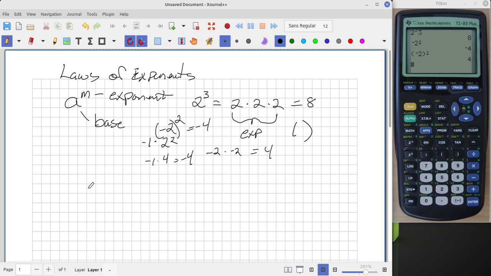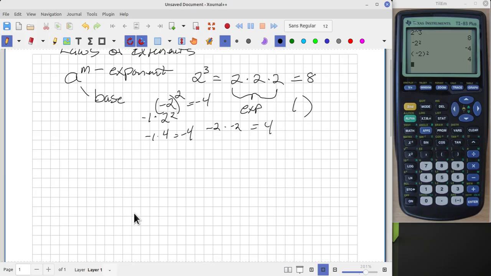Okay, so let's get to the laws of exponents. Any number raised to the 0 power is 1. It doesn't matter what it is. If I have 65,535 raised to the 0 power, it's equal to 1. So anything raised to the 0 power is 1.